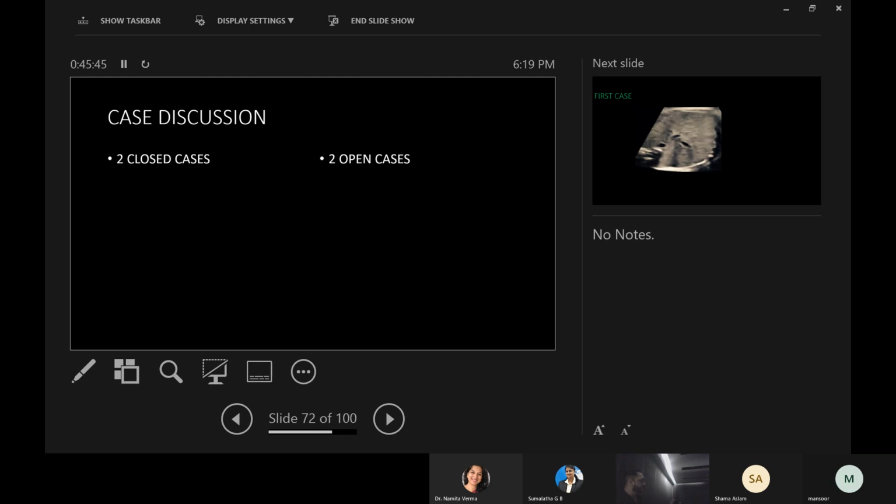Sometimes without color, you will not be able to pick it up. So always use color in your cardiac scanning. And for VSD, one artifact will come in the perimembranous region, that is the acoustic dropout. So that can also be very easily differentiated.